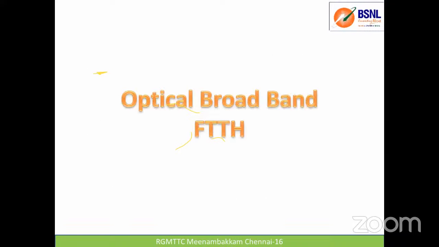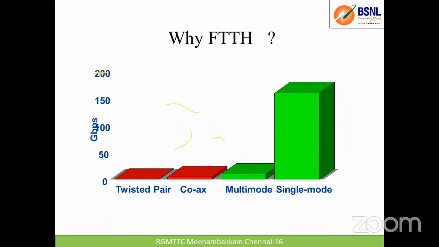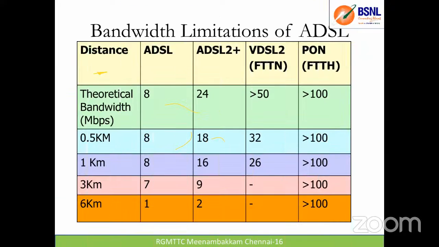Next, we are moving to FTTH. FTTH is fiber to the home. Mostly at present, we are using only fiber broadband connections. The main advantage of fiber when compared to copper is that the data access speed is higher. Apart from that, the maintenance is also very easy in case of fiber.